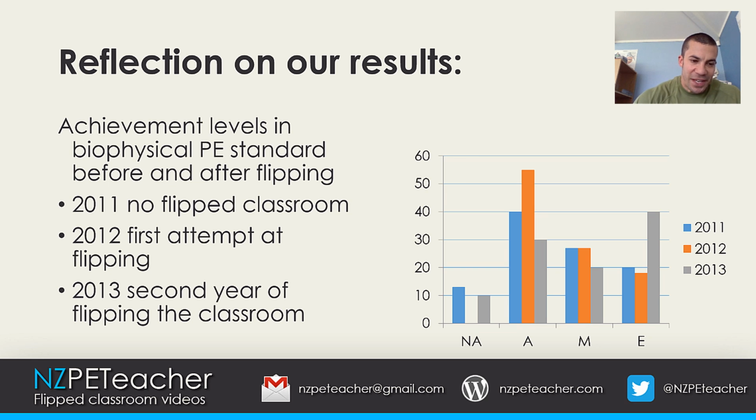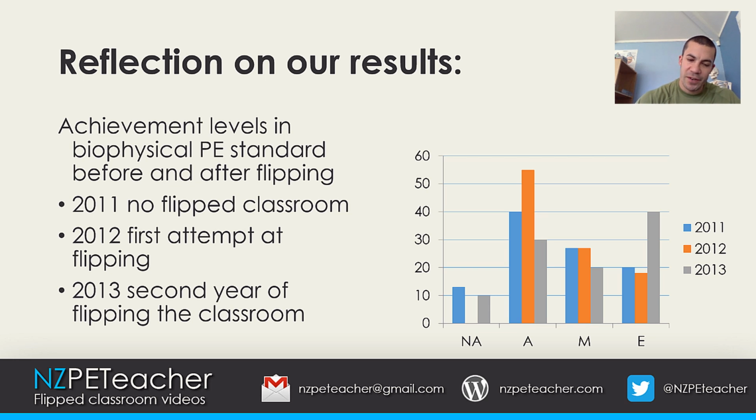Our results. As you can see from the graph to the right, these are the level 3 results from 2011 through to 2013 for our biophysical PE standard, which has a strong focus on biomechanical analysis and performance appraisal. It must be noted, however, that we have recently gone through level 3 standards alignment, so the assessments are not entirely the same. 2012 was the first year of flipping my classroom. I wasn't entirely sure what I was doing and struggled to develop a suitable structure during our classroom lessons. Our results were very similar to those achieved in 2011, so not much change at all.